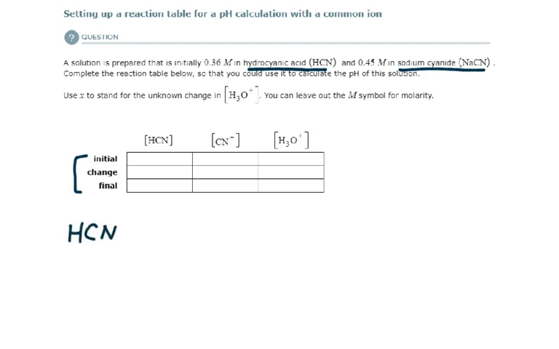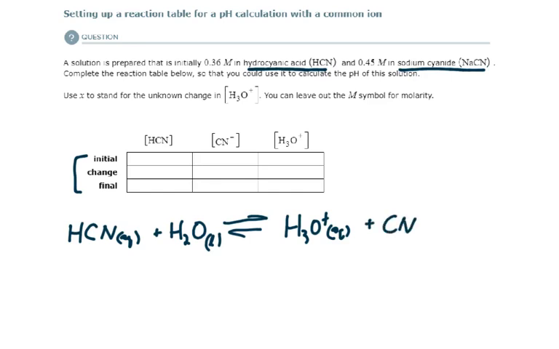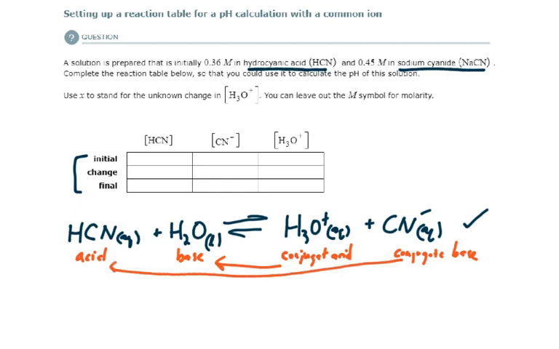We have our weak acid, hydrocyanic acid, reacts with water, and the result of this reaction with water will be hydronium and cyanide. The reaction is balanced, so the stoichiometry is good. And if I look here closely, I have my acid, water is acting as a base here, and I end up with the conjugate acid of this base and the conjugate base of this acid.